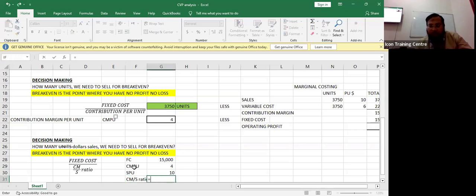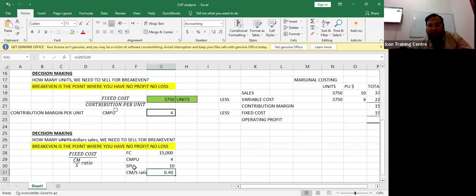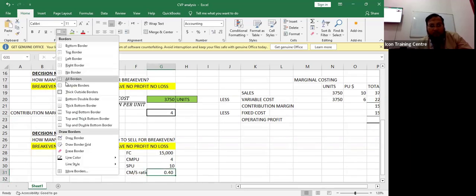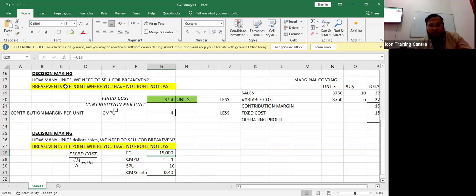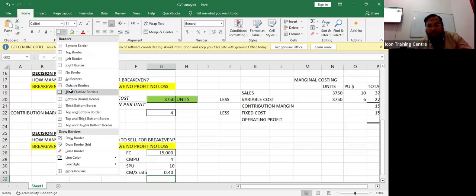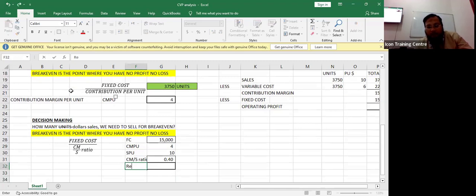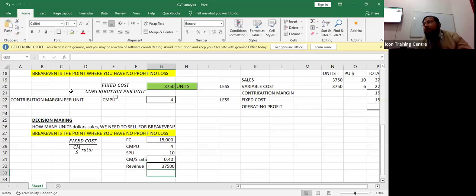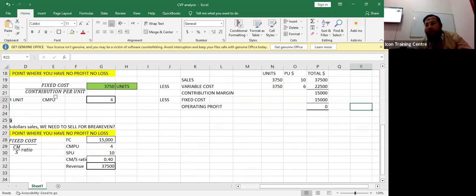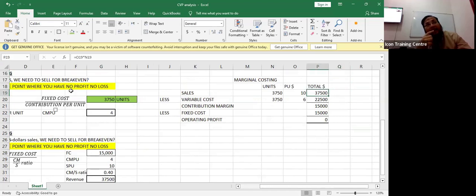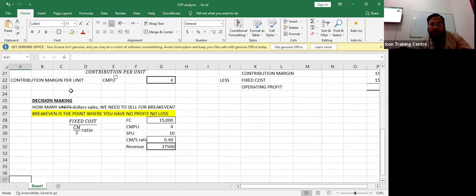CM divided by S ratio is equal to 4 divided by 10. That is how much? 0.4, right? Clear? And this is your fixed cost. So simple, you divide your fixed cost by 0.4, you will get revenue in dollars. So it is equal to 15,000 divided by 0.4, which we have already found here. So you have to make how much sales in dollars? $37,500. If you make this much sale, we will be at break even.